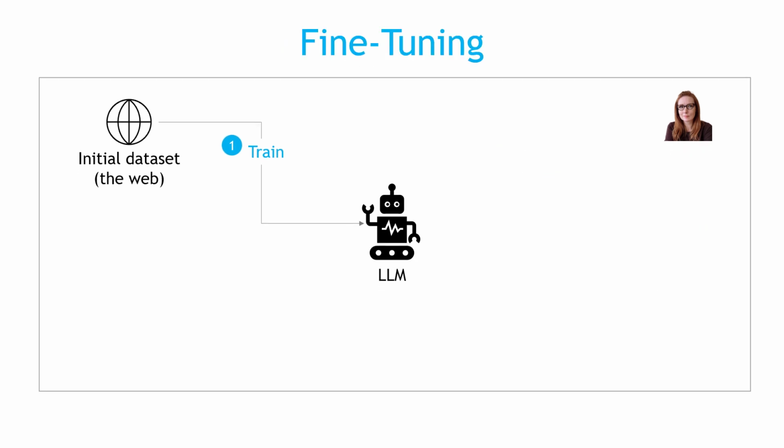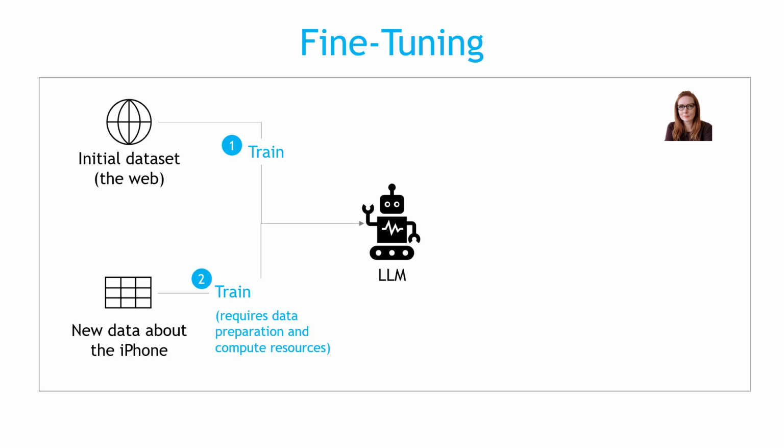Well, here we obviously have the same starting point, but then we go and train the model some more with this new data about the iPhone. This new data has to be labeled data. In other words, there's some processing that has to happen, just like with the initial data. It requires extra computing resources and time to make this happen. And during the training process, the internal parameters of the model change. So it's basically a different model than what we started with.